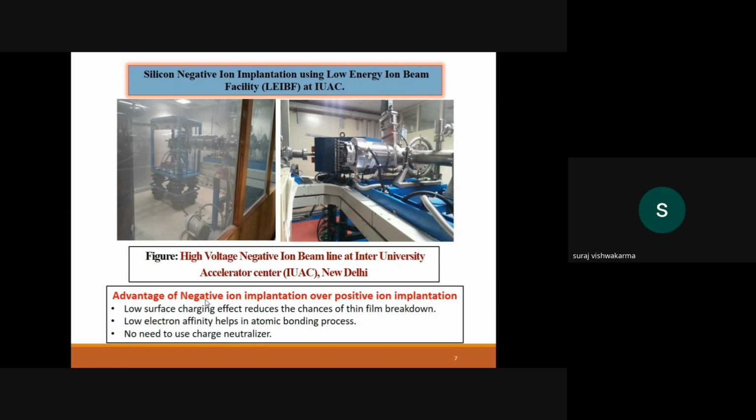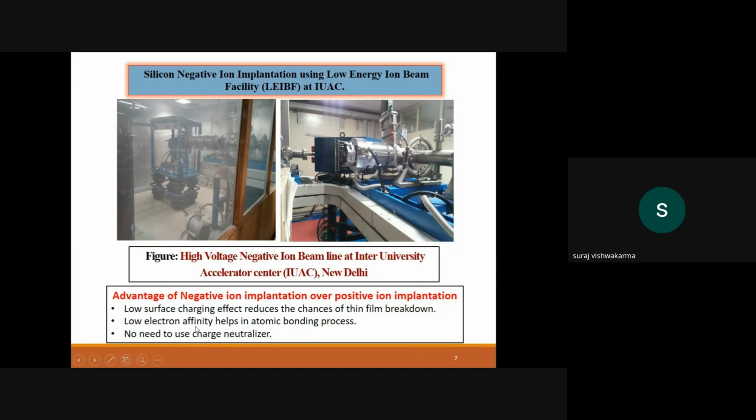If you are using normal ions for implantation, when they hit the surface they create some charging effect. And when you are trying to develop devices, that charging effect will restrict you or cause some kind of disturbance. So it is better to use negative ion implantation, so that the surface charging effect will be very low. If it is very large, it may break down your thin film material.